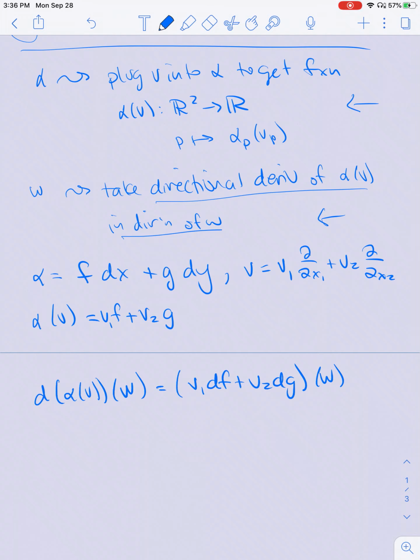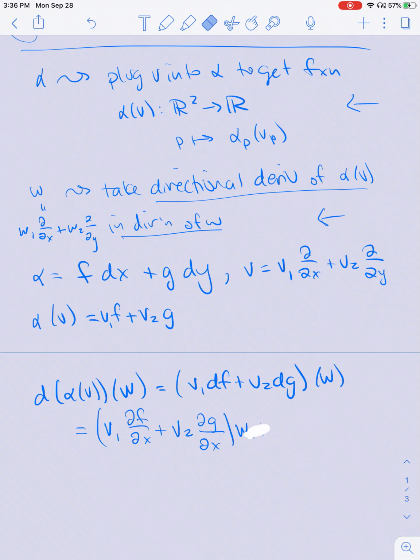And here I'll assume that W is equal to W1 d by dx plus W2 d by dy. And I think I made a mistake here. That should be a d by dx and d by dy. Okay, so then when I actually write down what df and dg are, this should be v1 df dx plus v2 dg dx times w1 plus, well, let me write out the whole thing.